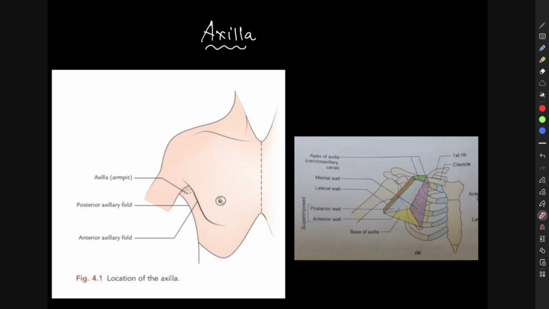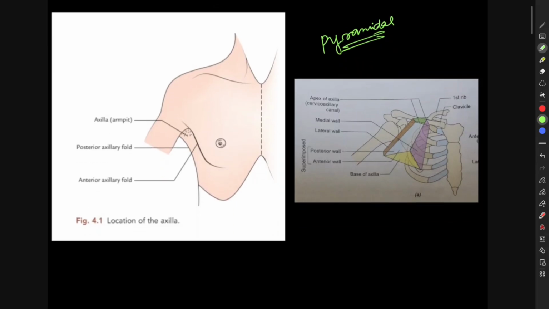Talking about the axilla region, the axilla is basically the armpit region, which you can see lies between the upper part of the arm and the chest. Okay. Axilla is pyramidal in shape. Our axilla contains axillary vessels, the most important, the brachial plexus, and the axillary lymph nodes. Our axilla is basically pyramidal in shape.